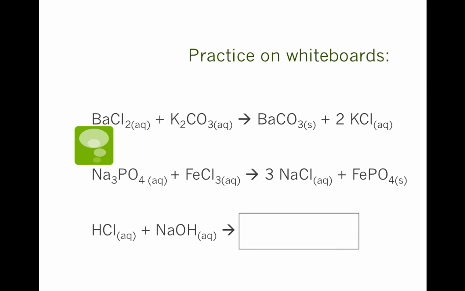And finally, we have hydrochloric acid and sodium hydroxide. So we have an acid and a base. What do we get when we put an acid and a base together? We always get a salt and water. So again, we have NaCl, sodium chloride is a salt, and water is a liquid.